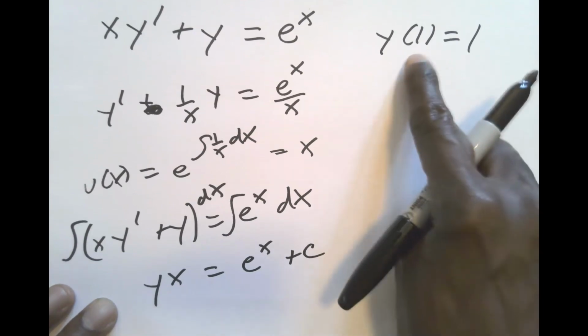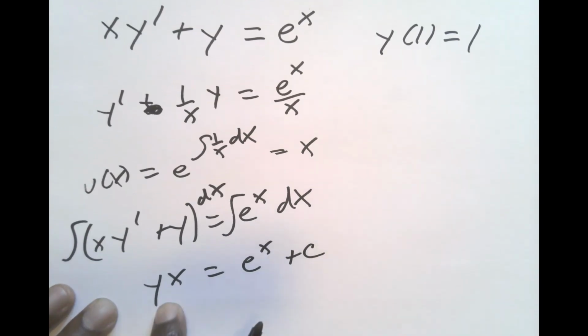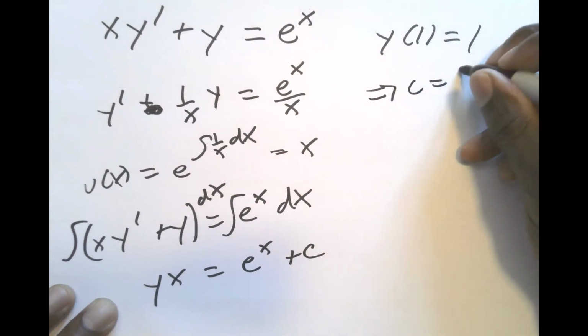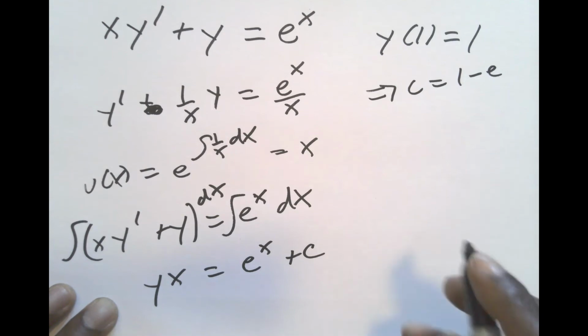So let's find our constant when x is 1, y is 1. So this will be 1, this will be e. And so C would be 1 minus e. So this implies that c equals 1 minus e.